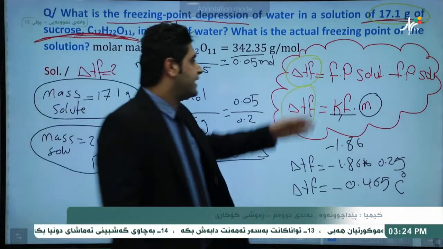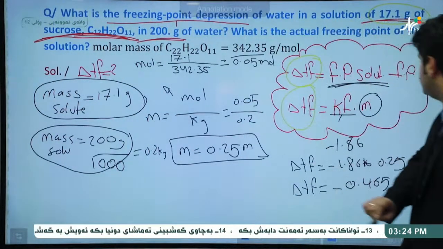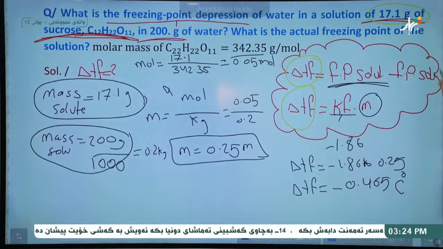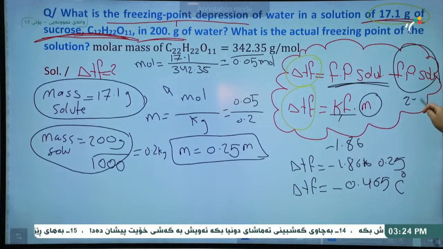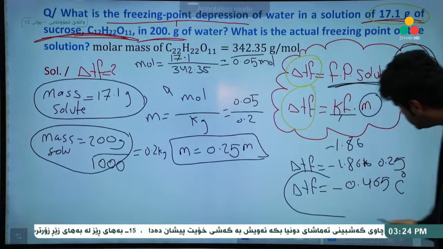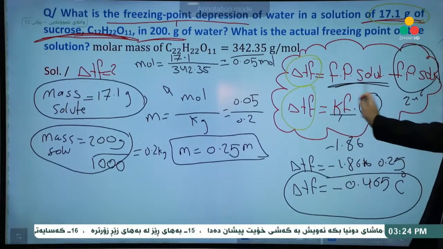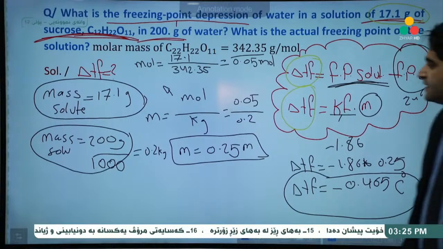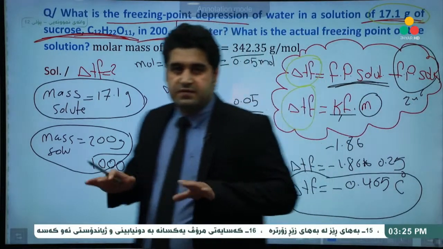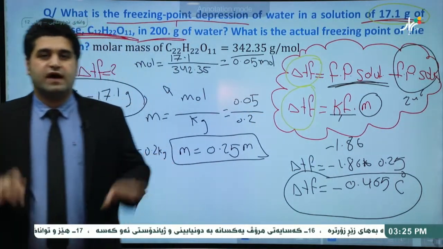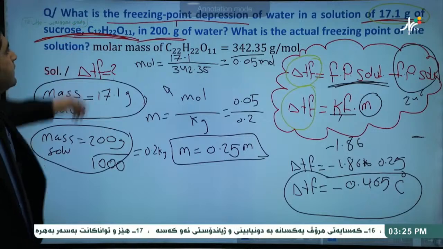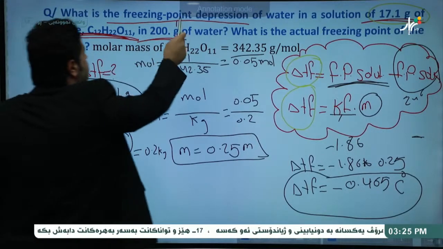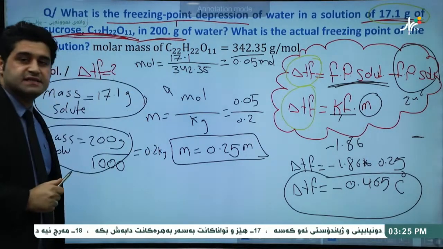So immediately we can find out the freezing point of a solution because the solvent freezes at 0. So delta Tf is equal to the freezing point of a solution. Why? Because the freezing point of the pure solvent, which is water, is 0, so they become equal values. In this question, we're going to calculate the freezing point depression, which is delta Tf.